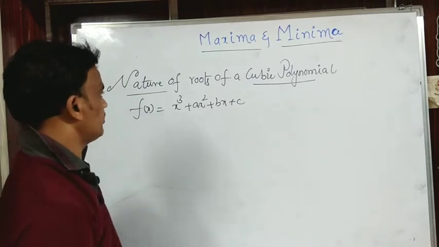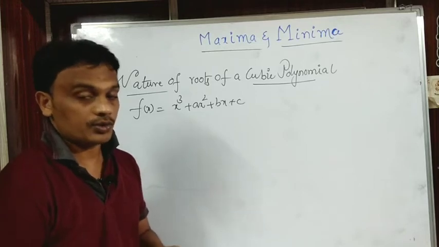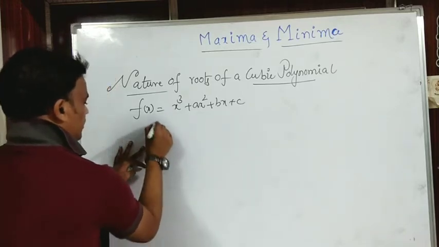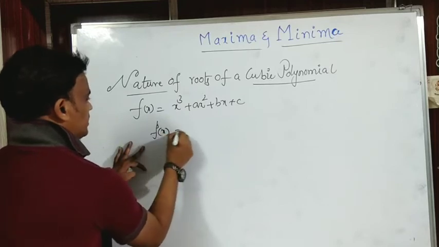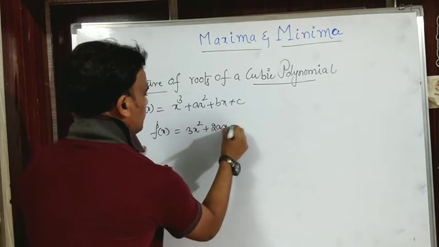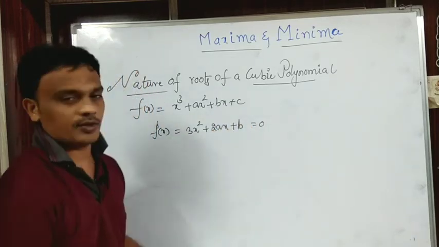Now we are going to find the nature of the roots. What about the three roots? How are the roots? I am going to discuss that. First of all, find f'(x), which is 3x² + 2ax + b, and set it equal to 0, which is a second degree equation.